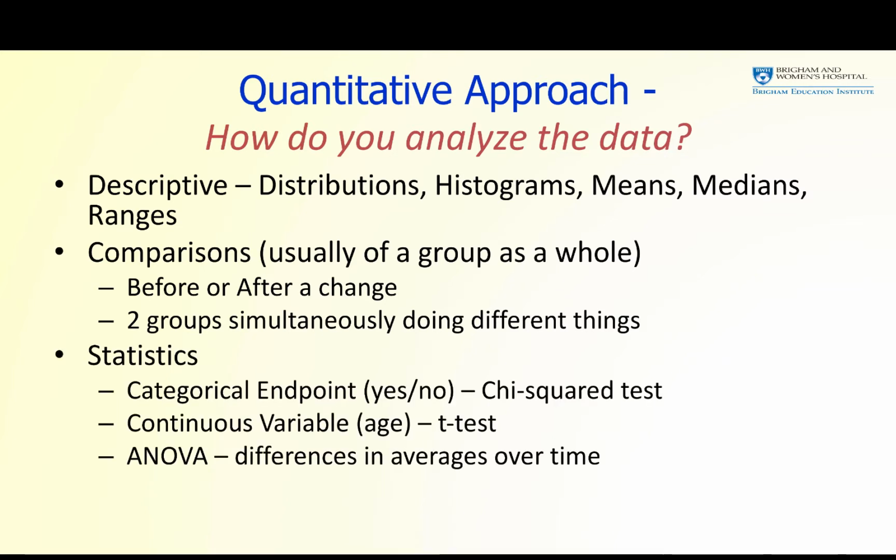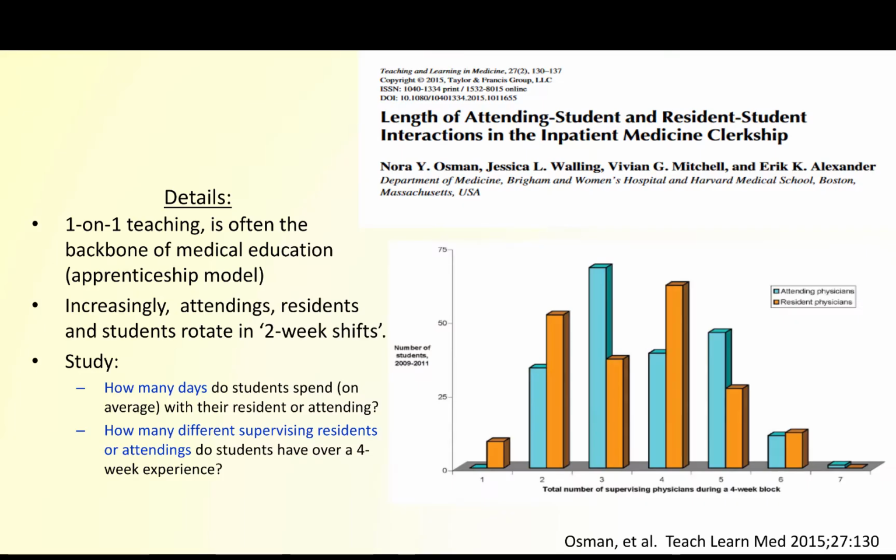It will feel more biomedical to you, because this is often how a new drug is tested. Is there a categorical endpoint, yes or no? And if so, we typically use a chi-squared analysis. Is there a continuous variable, such as age, in which case we'd use a test similar to a student's t-test? Or if there's differences in averages over time at multiple points, we'd often use the analysis of variance, or ANOVA.